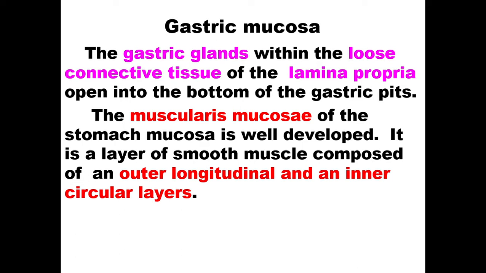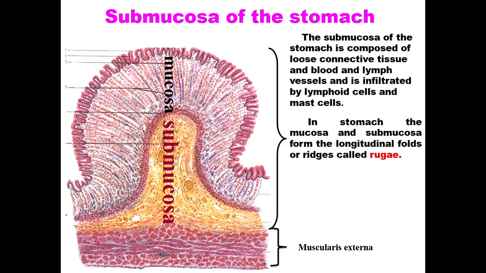The muscularis mucosae of the stomach mucosa is well developed. It's a layer of smooth muscle composed of an outer longitudinal and an inner circular layer. The submucosa of the stomach is composed of loose connective tissue and blood and lymph vessels, and is infiltrated by lymphoid cells and mast cells. In the stomach, the mucosa and submucosa together produce the longitudinal folds or ridges called rugae.